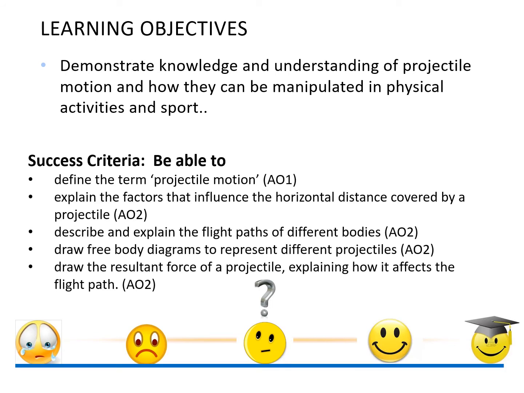If we look at our learning objectives, we should be able to define the term projectile, explain the factors that influence the horizontal distance covered by a projectile. Well, we've looked at some of those, okay, and we're going to describe and explain the flight paths of different bodies.